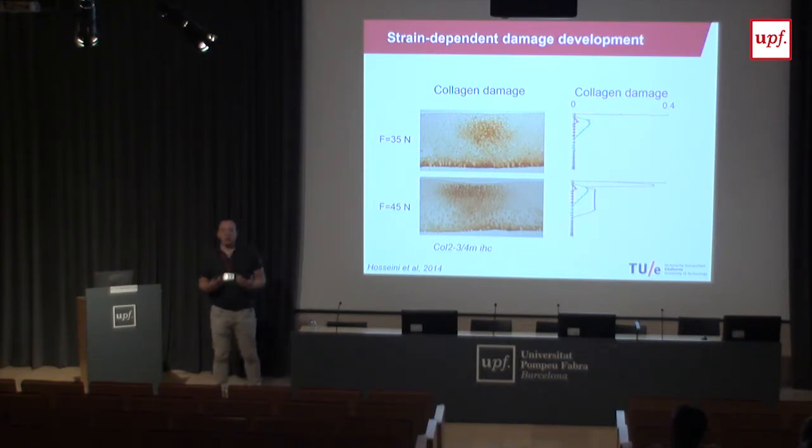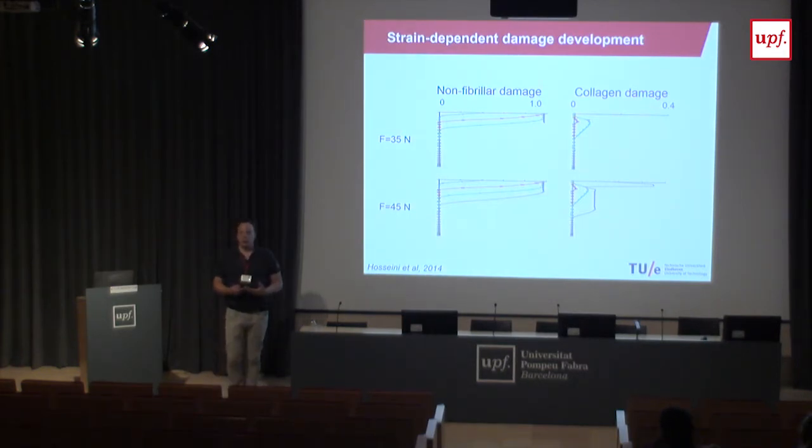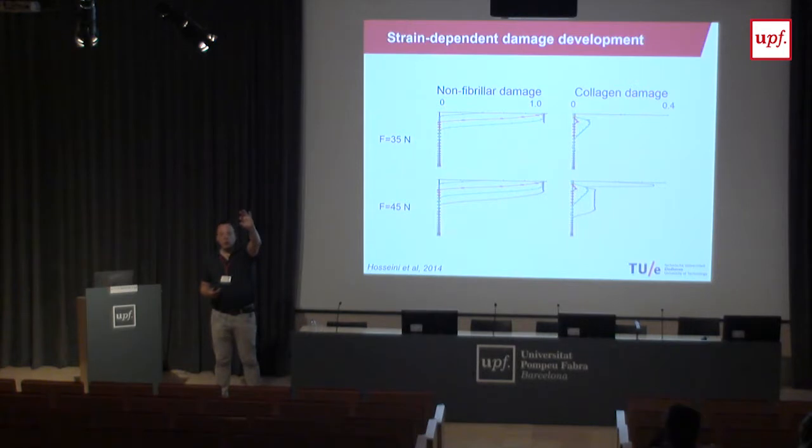I said, well, I don't know. I cannot quantify it. I can only see where it is. But he said, well, the collagen is damaged for 35%. But if I look at my proteoglycans, they are basically 100% damaged at the surface. So as soon as I start loading with a certain load, I see that the top surface of the proteoglycans is damaged. And if I increase the load, 100% of the proteoglycans are damaged in the deeper area, and in the deeper area.